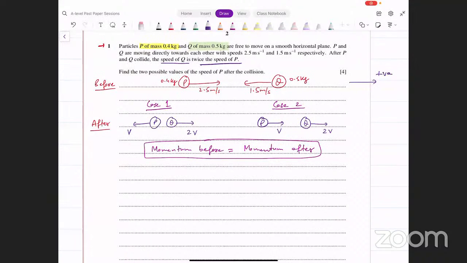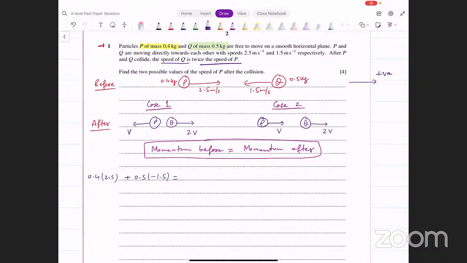Before collision, momentum is mass into velocity, so mass is 0.4, velocity is 2.5, that is for P before collision, plus the mass of Q, that's 0.5 into the velocity of Q. Now since this is moving to the left side, what will we call its velocity? -1.5. That equals the momentum after collision.